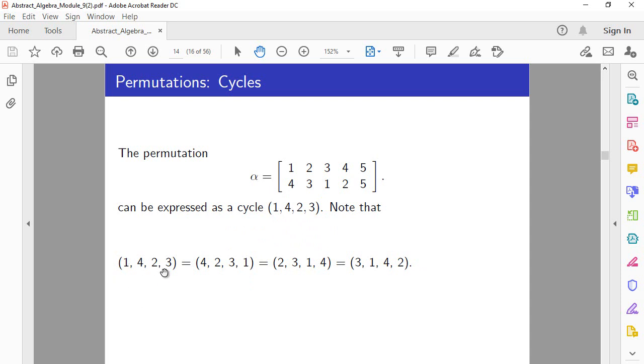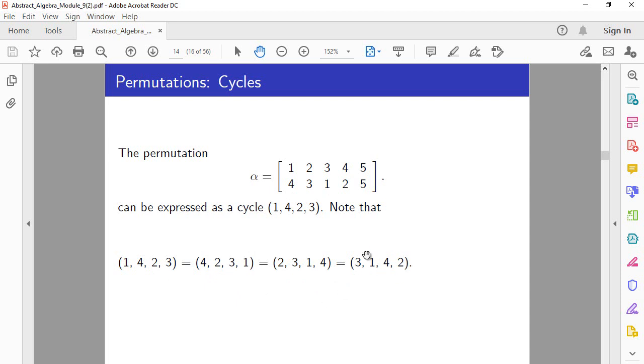So (1, 4, 2, 3), that's how I wrote it here. And then I can also rewrite that as (4, 2, 3, 1), and also as (2, 3, 1, 4), and also (3, 1, 4, 2). So notice that these 4 cycle notations give us the same permutation.